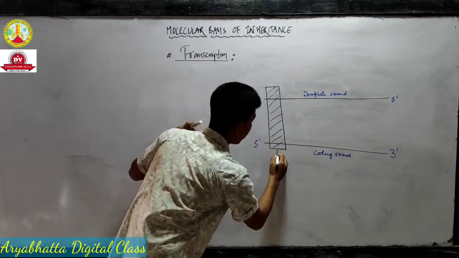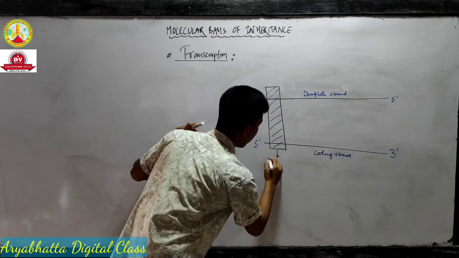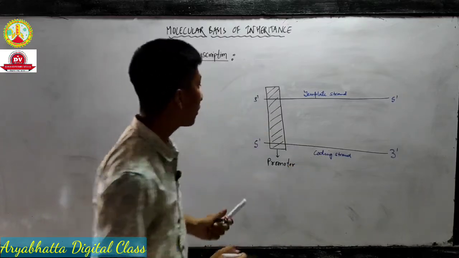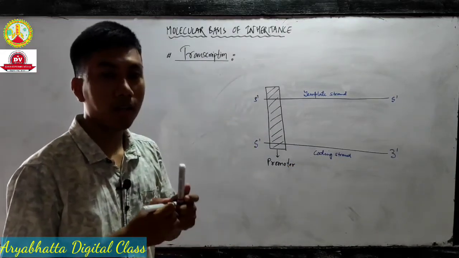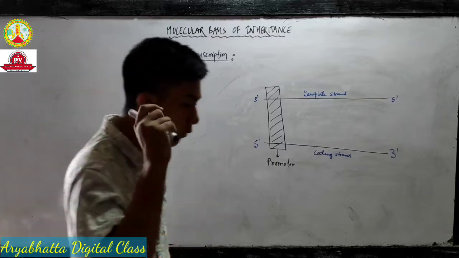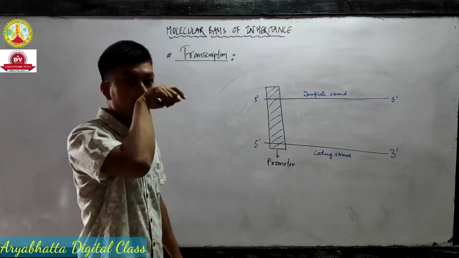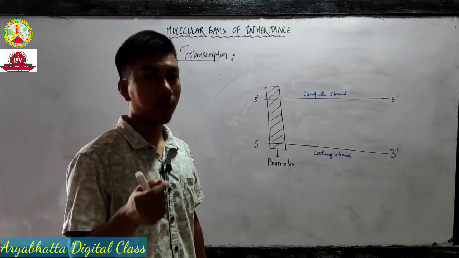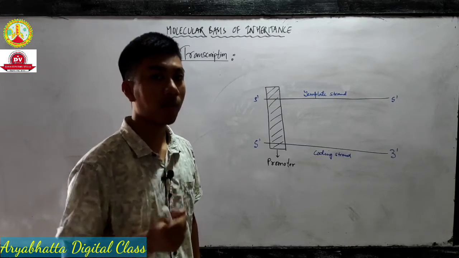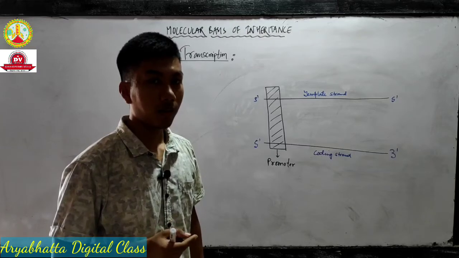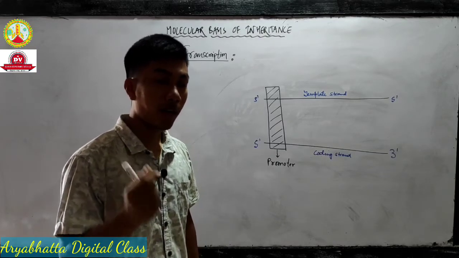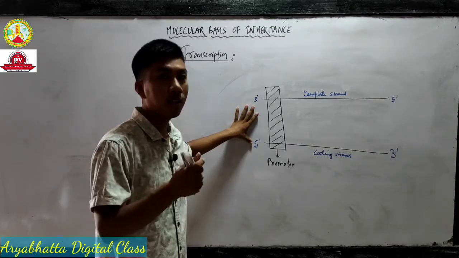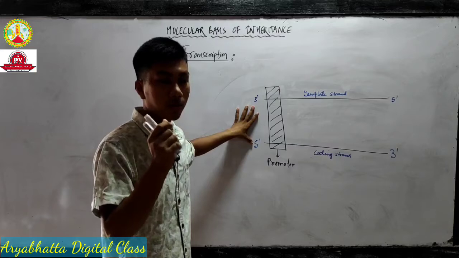This nucleotide sequence is known as the promoter. Promoter is a short nucleotide sequence, about 30 to 40 nucleotides, from where the initiation of mRNA takes place, from where the RNA polymerase enzyme comes and binds. The RNA polymerase enzyme has to come between those two strands to initiate the synthesis of mRNA.